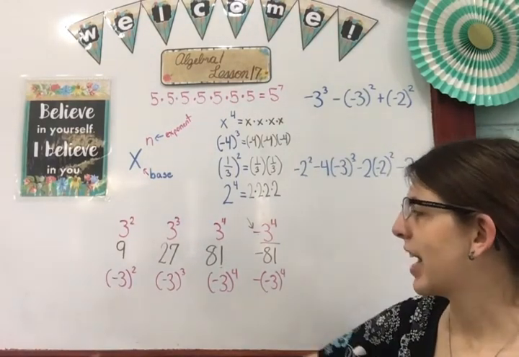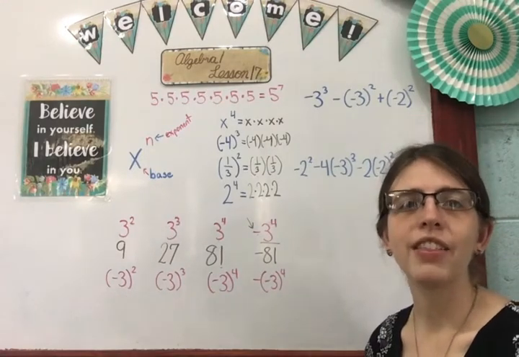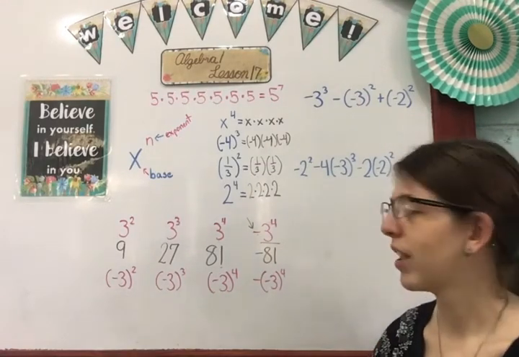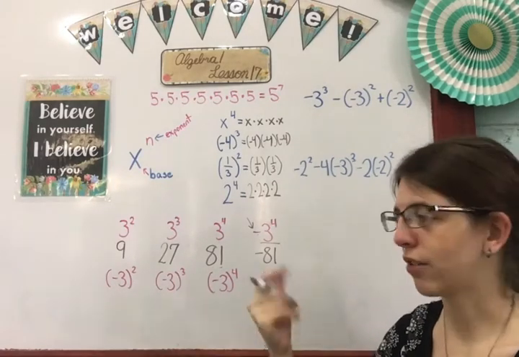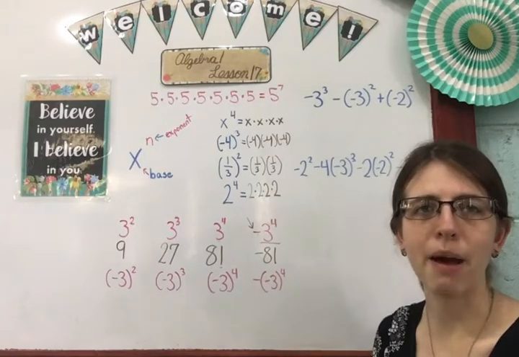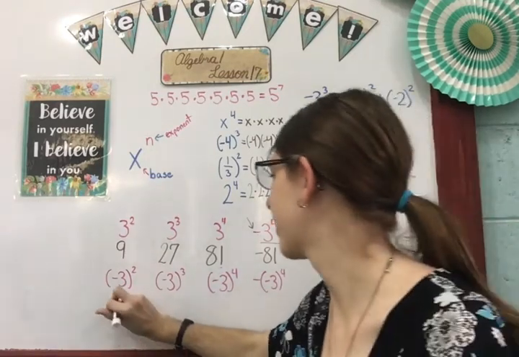Let's try some more. Here I have negative numbers. With negative numbers, they just follow your multiplication rule. I have an even number of negatives because I have two numbers I'm multiplying together, -3 and -3. So is that going to be positive or negative? Positive. And 3 times 3 is 9.